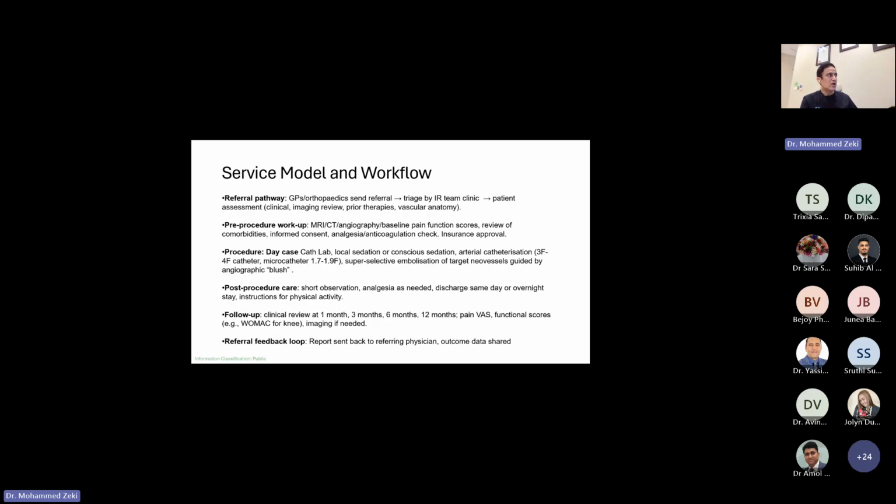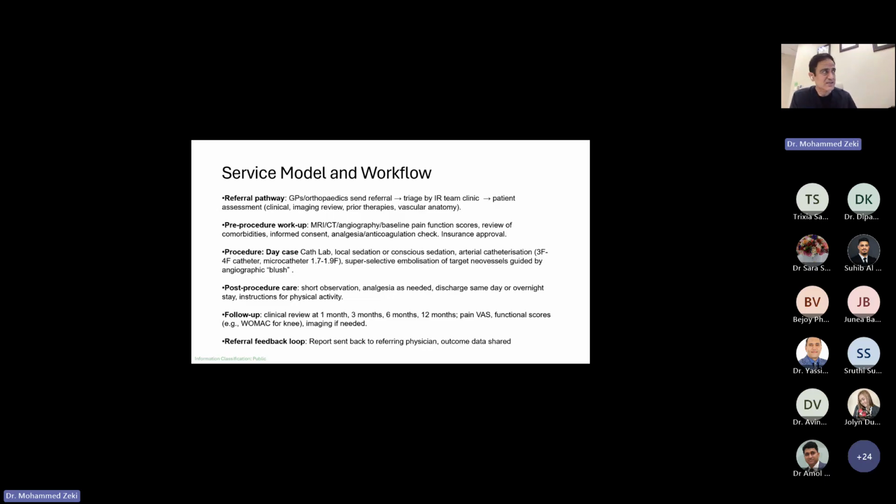So what do you do? The referral is similar to our other clinics. We will accept the referral and see the patient in the clinic. We'll assess the patient and the imaging, whether CT or MRI, what the prior therapy was, and how the vascular anatomy is. Then we will do the workup and insurance approval, and we are testing the insurance. It's a new procedure, but cash pay is available for it.